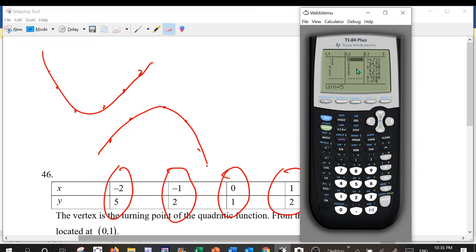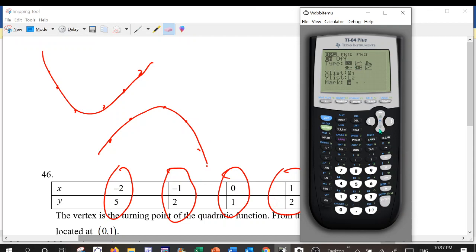After you have your L1 and L2 filled with x and y, then you go to second, stat plot here, turn the first one on, the default is off. So you go to on, press enter, and then go to the second row, pick the first type. There are 6 different types of graphs. You want the first one, which is a scatter plot. You want that one, so press enter.